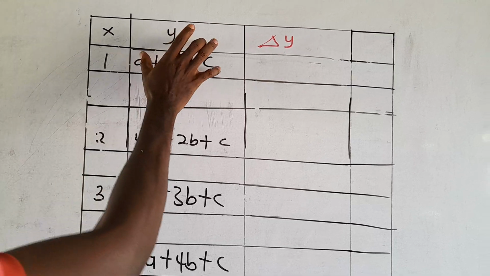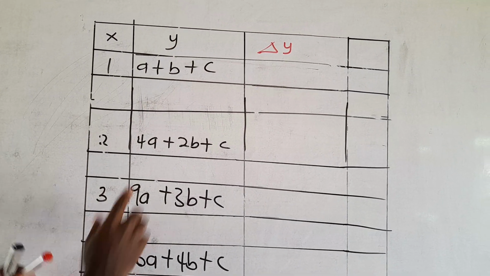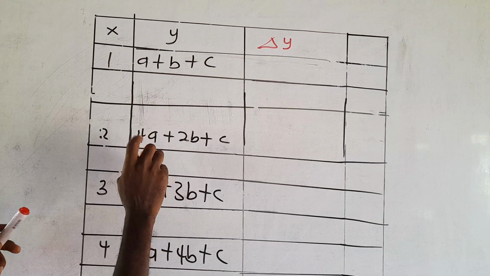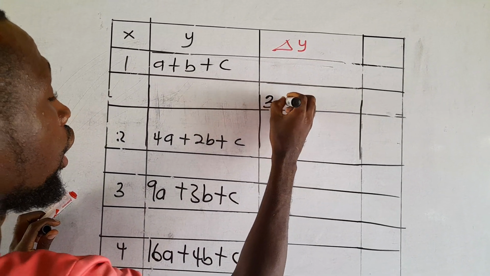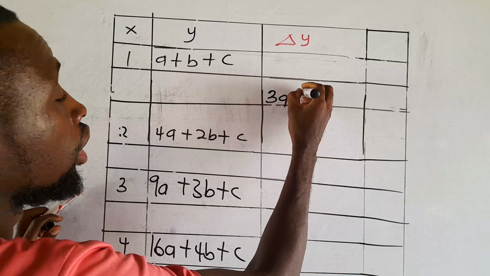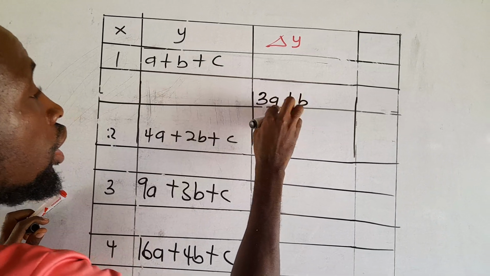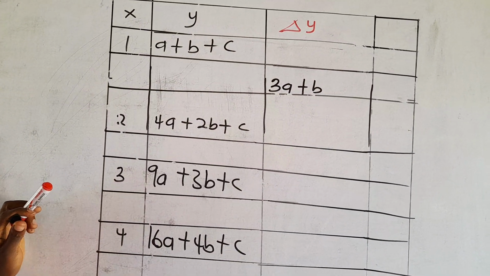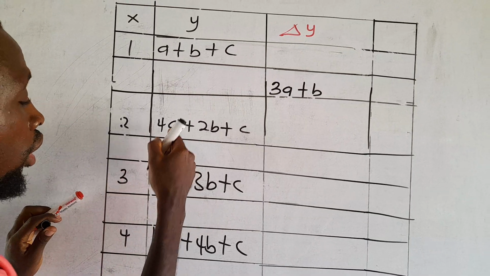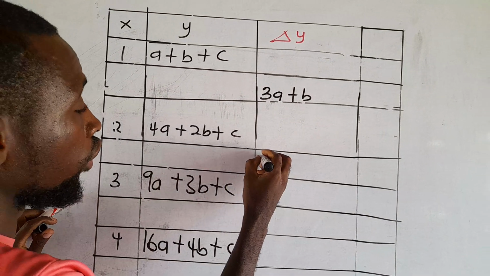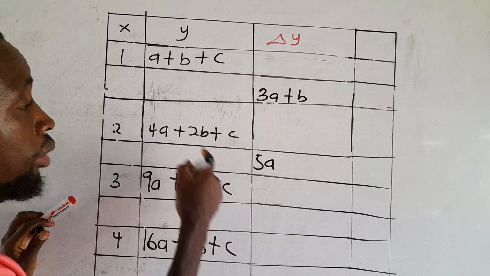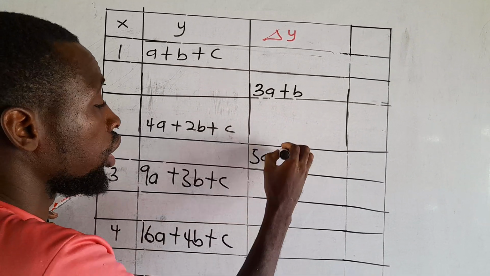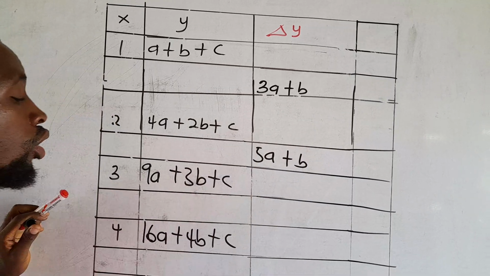So now we find the difference between the values of the y. So 4a minus a, that will give us 3a. 2b minus b, that will give us b. Then c minus c is 0. Then 9a minus 4a, that will give us 5a. Then 3b minus 2b, that will be b. Then c minus c will be 0.